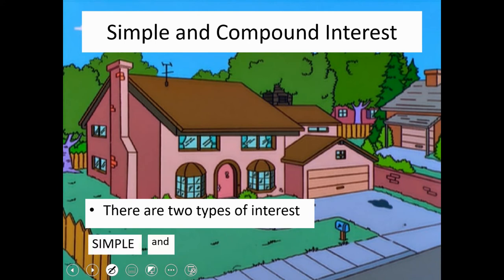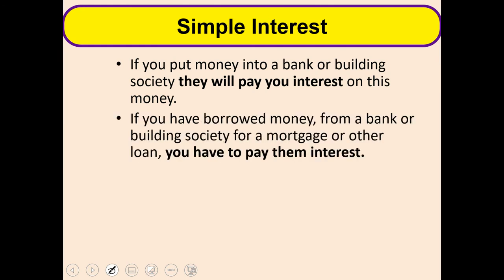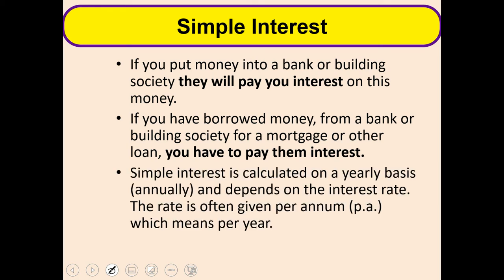So there are a few types of interest: simple and compound interest. If you put money into a bank, it will pay you interest. If you have borrowed money from a bank, you have to pay them interest. So it goes the other way around. You put money into the bank, the bank will give you interest, so extra money. And if you borrow money from the bank, then you have to pay interest. So for example, if I borrow £100 from the bank, I have to give back that £100 plus an extra amount, which is an interest. Okay, so simple interest is calculated on a yearly basis.